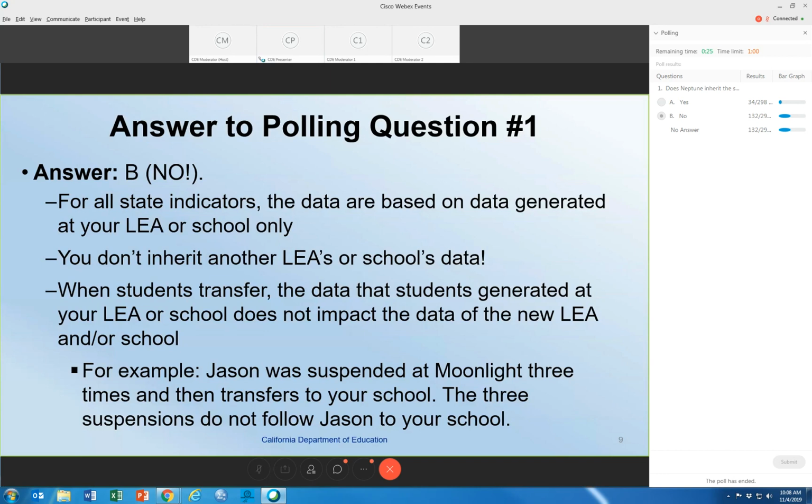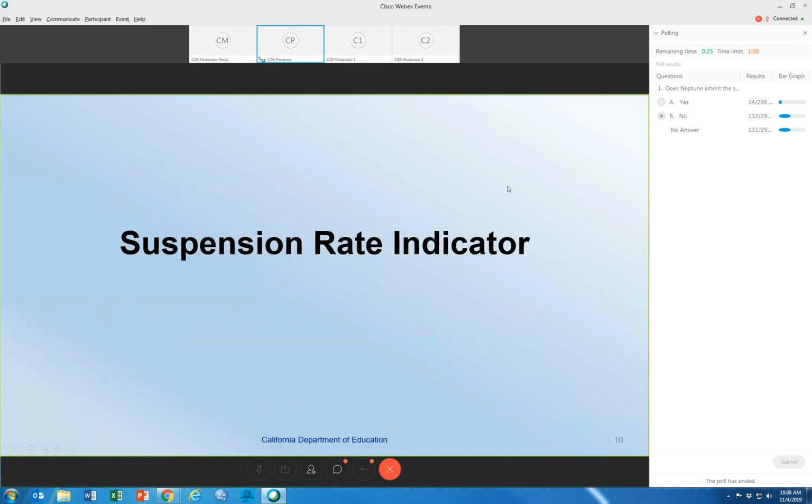With that, we're going to go ahead and move on to the presentation. We're going to be covering suspension first, and that is going to be Kimberly who is going to be taking you through that. Kimberly? Good morning, everyone. My name is Kimberly Muntink, and I'm a consultant here with the Academic Accountability Unit at CDE, and we'll be walking you through the suspension rate indicator today.